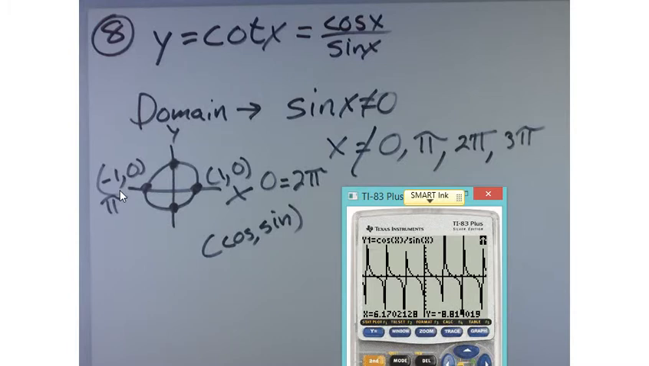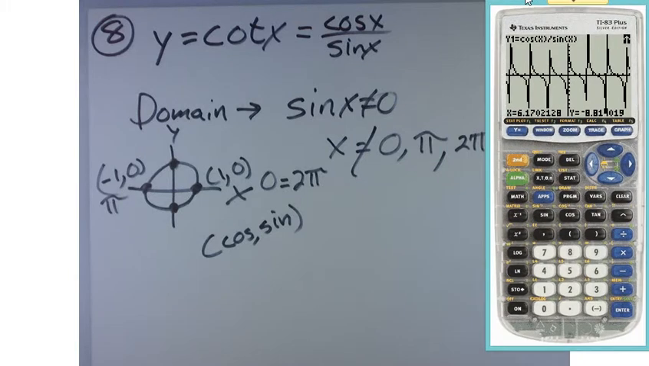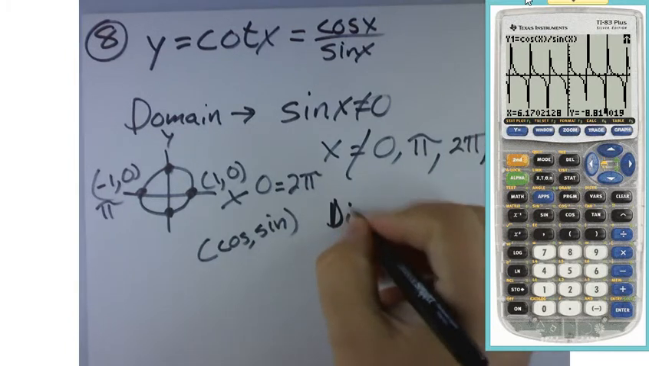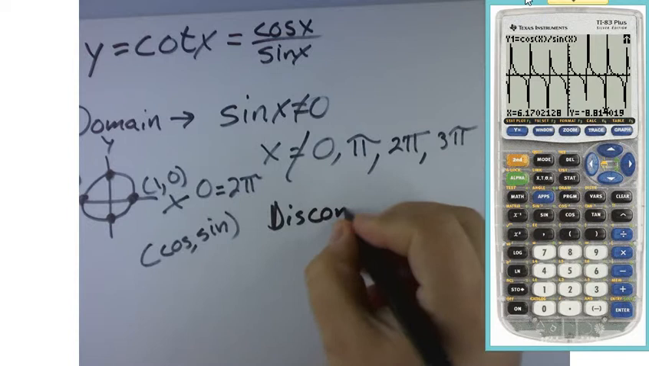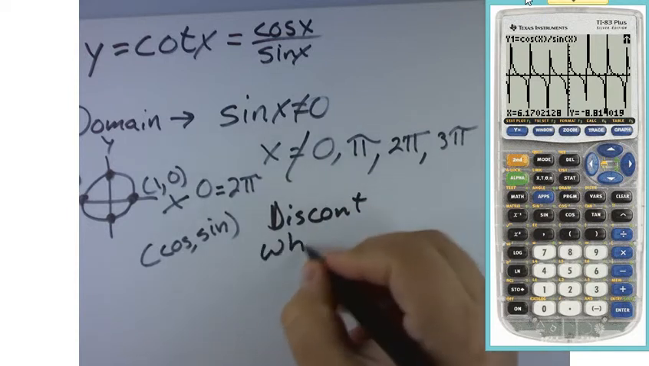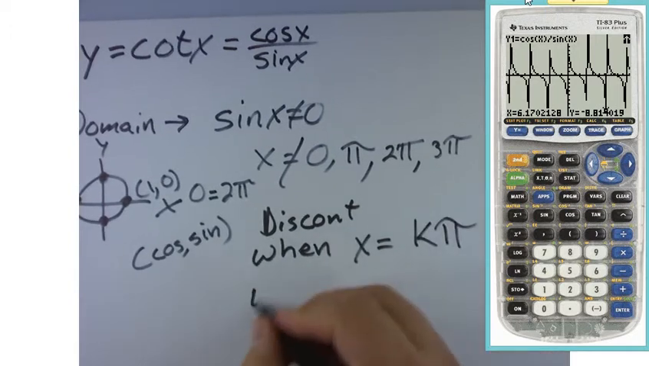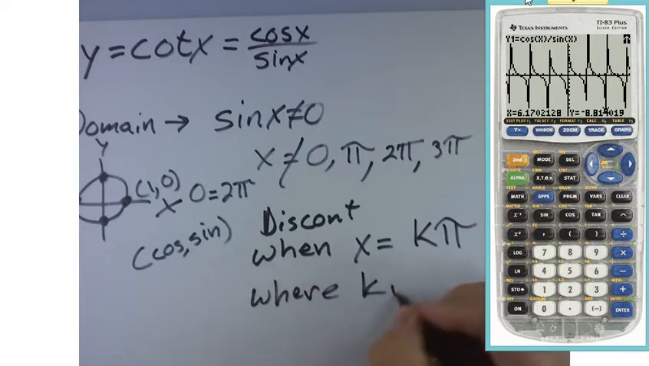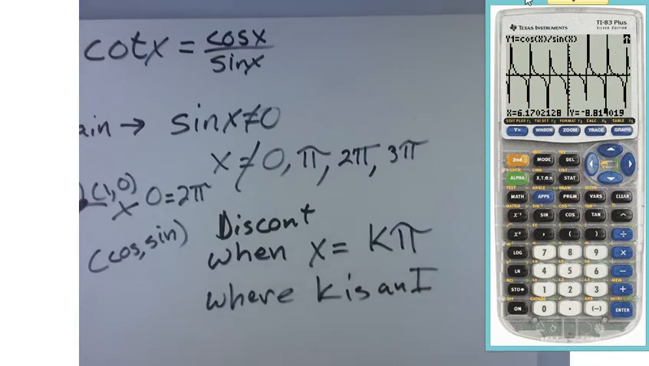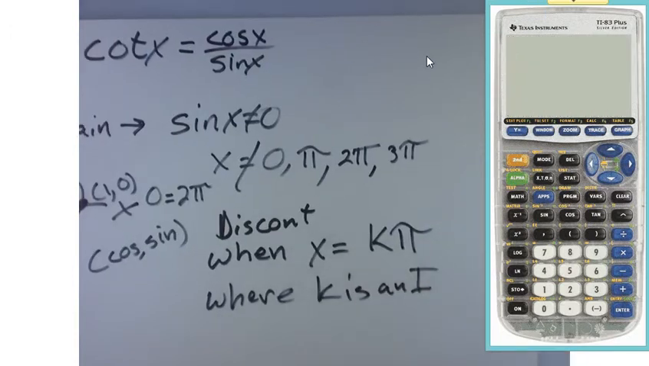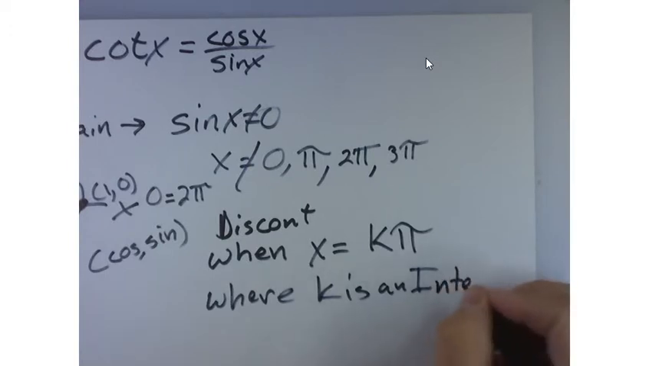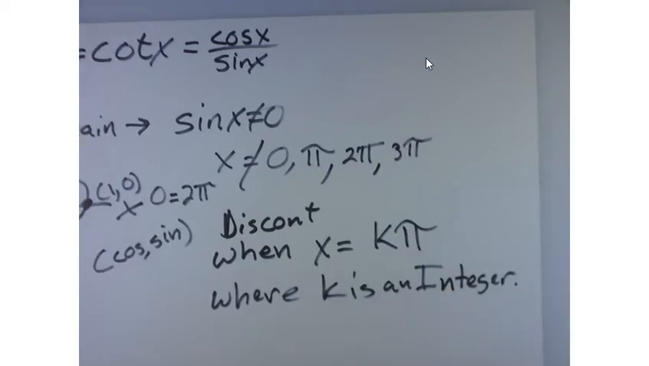So let's just kind of formally note that then. So we would say something like discontinuous when x equals, and I'm going to say k times pi, where k is an integer. And that covers everything, right? That'll cover 1 pi, negative 1 pi, negative 2 pi, all that stuff. Does that make sense? Well, 0 is an integer too, so 0 times pi is 0.